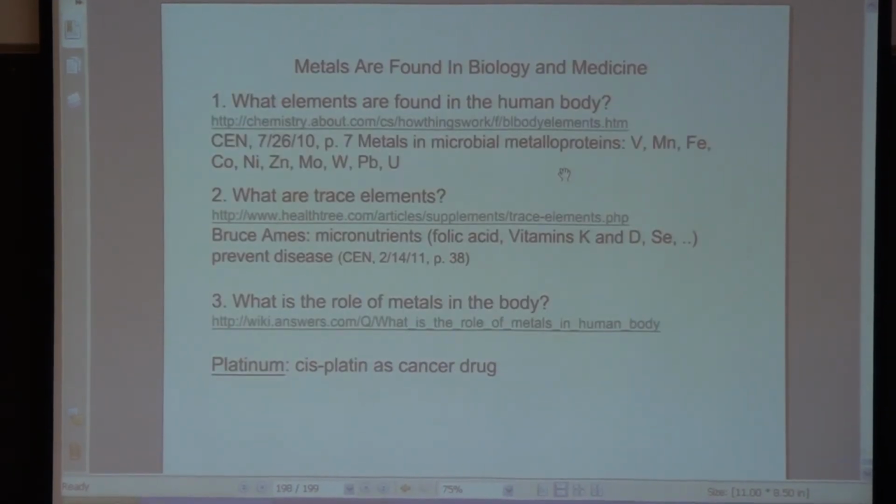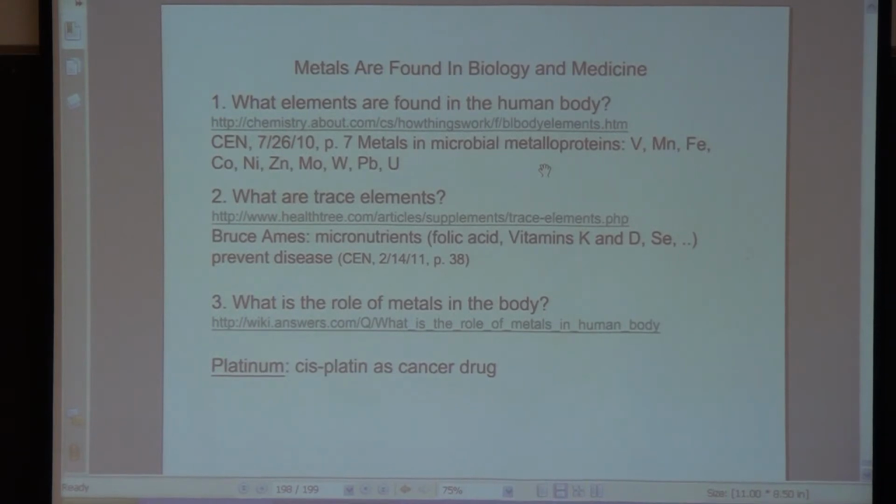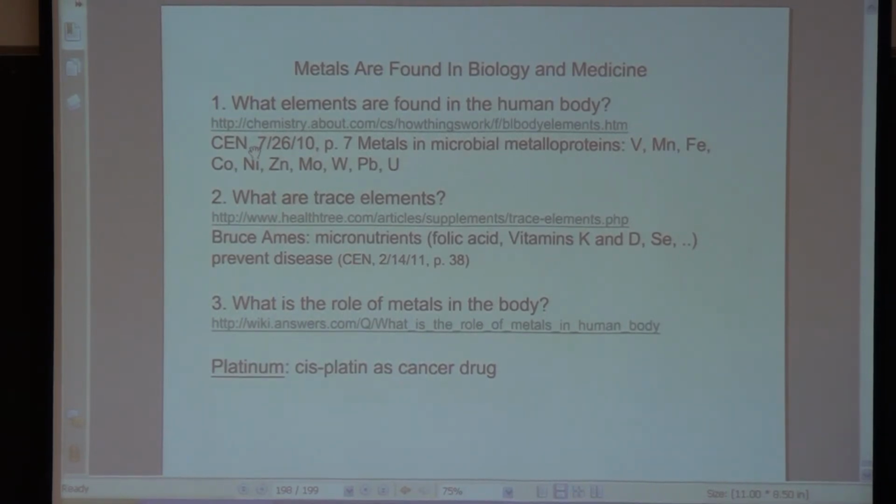Okay, and then here are some metals found in biology and medicine. I found this article in Chemical and Engineering News. The metals found in microbial metalloproteins are vanadium, manganese, iron, cobalt, nickel, zinc, molybdenum, tungsten, lead, and uranium. So there's quite a few different metals found in these microbial metalloproteins. We know that iron is found in our body. Where is the iron found in our body? Blood cells. Yeah, blood cells.